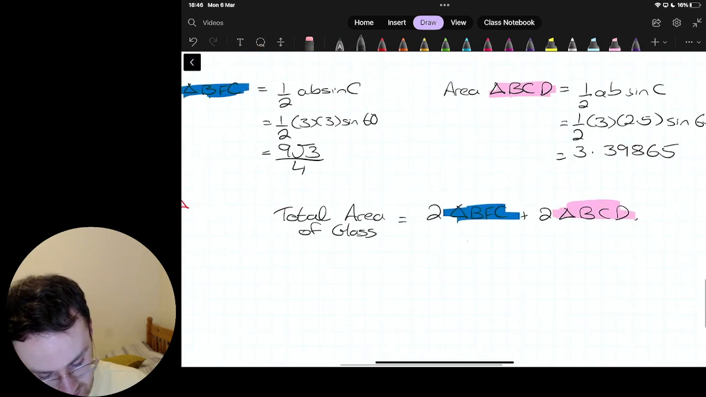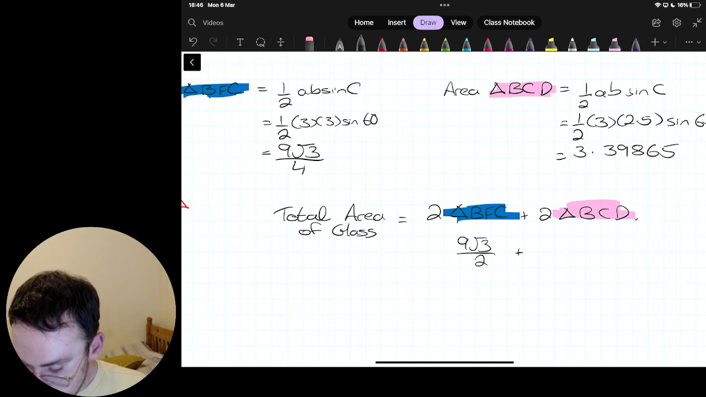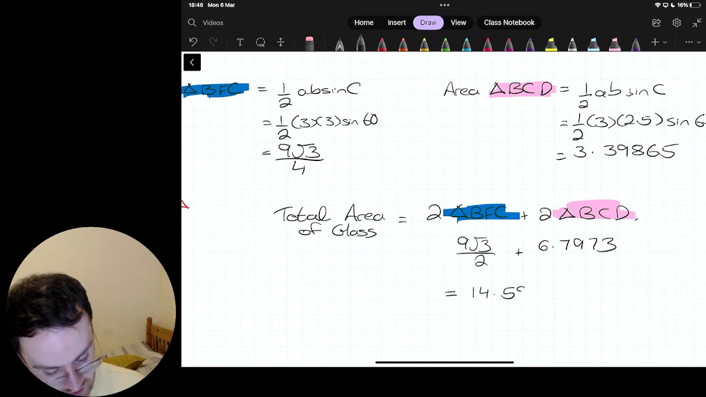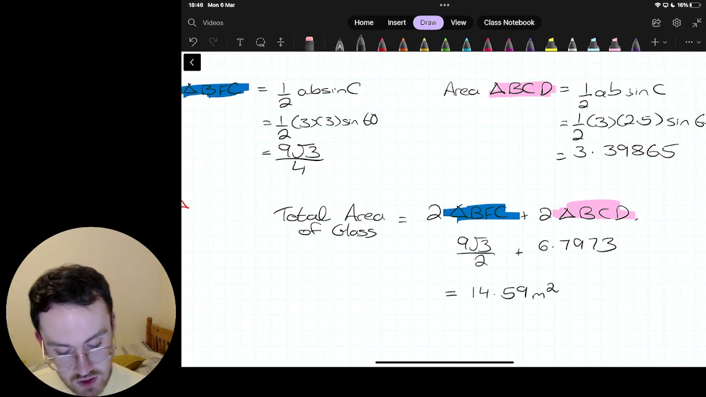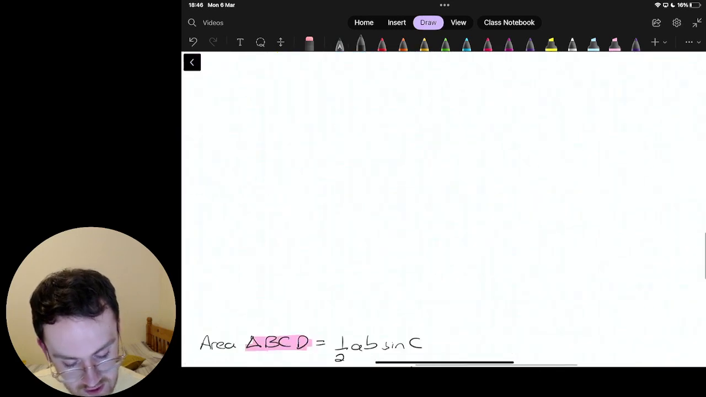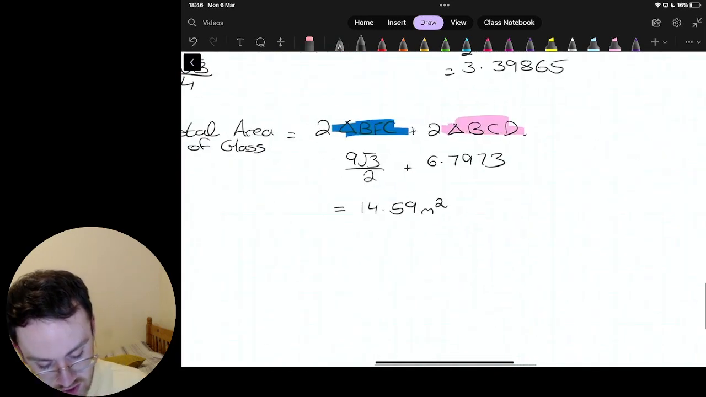Here I get 9 root 3 over 2 plus 6.7973, and adding those together, I get an answer of 14.59 meters squared. And we're asked to the nearest meter squared, which is, of course, 15 meters squared as my answer.